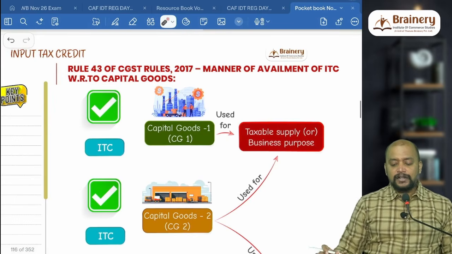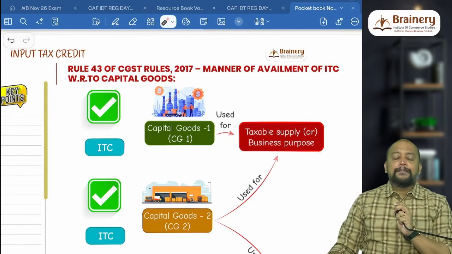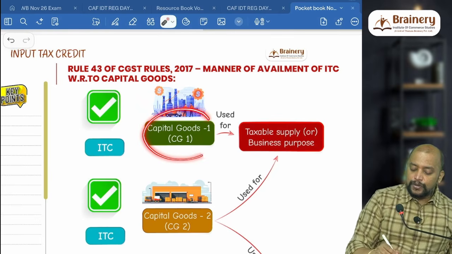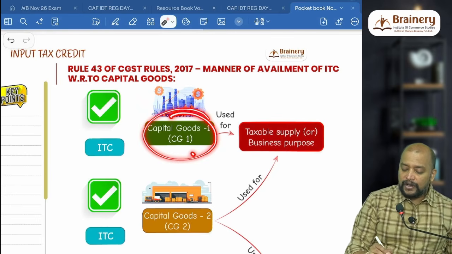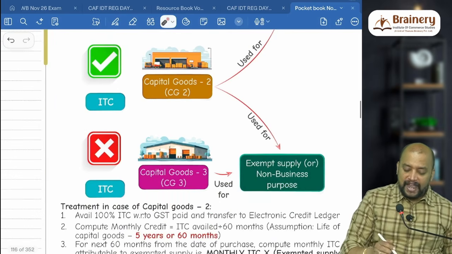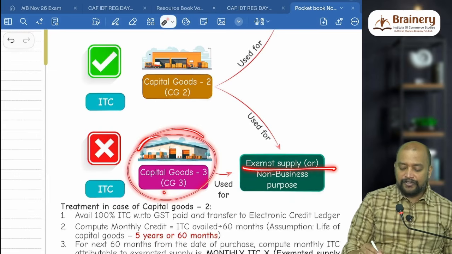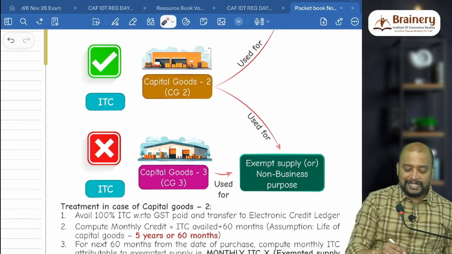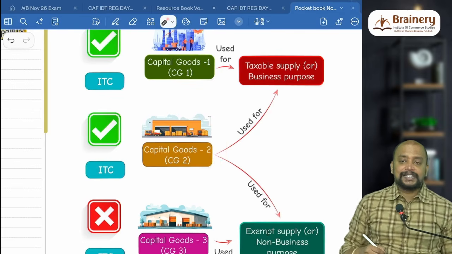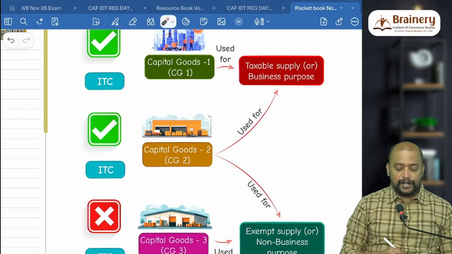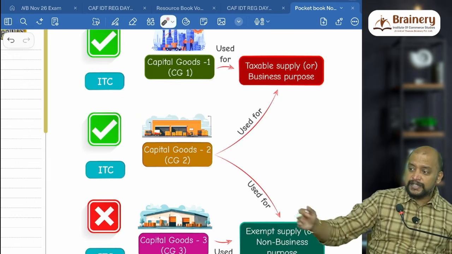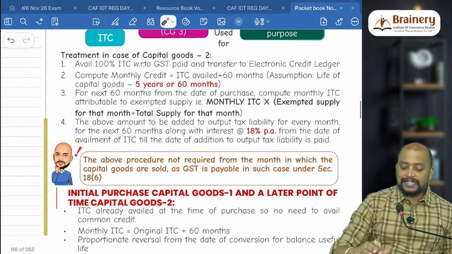Then we have seen rule 43. Rule 43, manner of availment of ITC with respect to capital goods. I have capital goods 1, which is used exclusively for taxable and business purpose. Can I take ITC? Yes. I have capital goods which is used exclusively for exempt and non-business purpose. I cannot avail ITC. If I have capital goods which is partly used for taxable and business, partly used for exempted or non-business purpose, can we take ITC? Yes, but we need to reverse proportionately for the next 60 months.